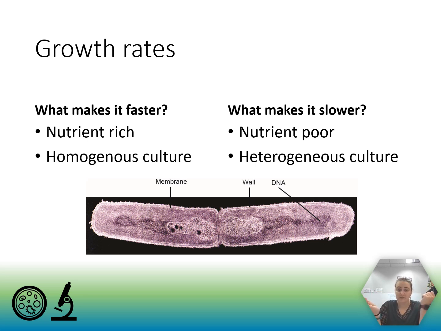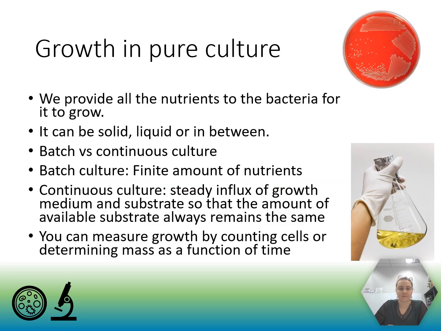Because if there's multiple organisms, which is called a heterogeneous culture, they will actually compete for the nutrients on a plate. So slower growth occurs when we have a nutrient-poor environment, so the agar is not optimized for the organism, or we have a heterogeneous culture where there's possibly competition between organisms. And what this photo is showing is binary fission. It's the division of two cells after replication of DNA.